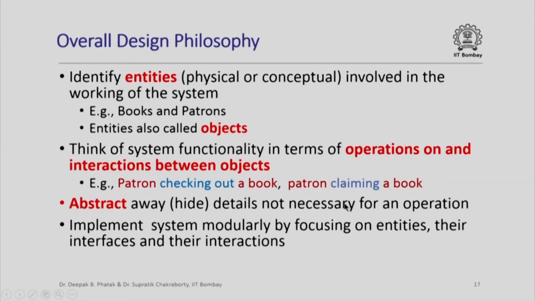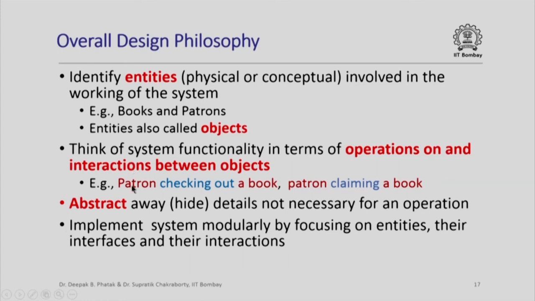So what is the overall design philosophy that we are appealing to over here? We are saying that when you are trying to design a complex software system, first identify the entities, which could be physical or conceptual, that are involved in the working of the system. In our example, they were books and patrons, and these entities are also going to be called objects. And then you can think of the system functionality in terms of operations on and interactions between these objects.